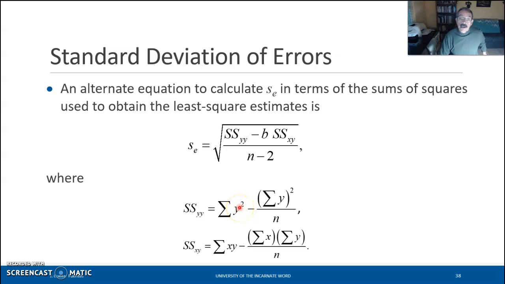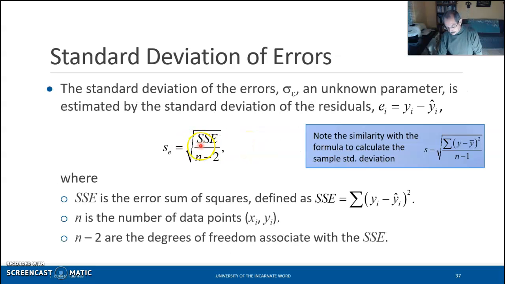And from the sums that we calculated to find this estimate b, we have the sum of the y squares, we have the sum of the y's, and we already used this sum of squares of xy before. So we have all that information to calculate this, and there is no need to fit the model and calculate the predicted values for every value of x in the data set. So it's easier to use the sums of squares that we already have calculated and use this equation instead of this equation right here.